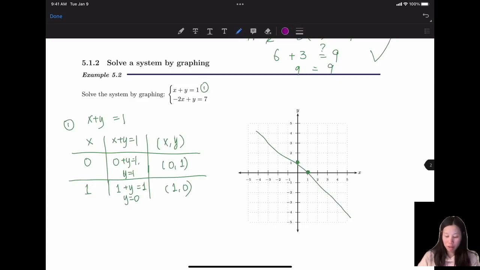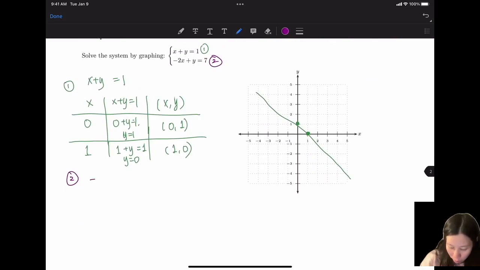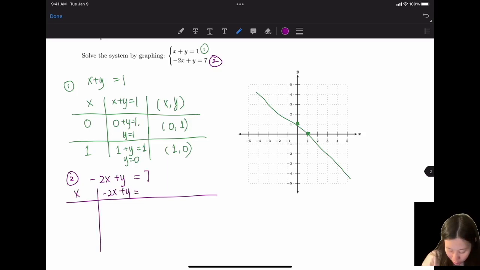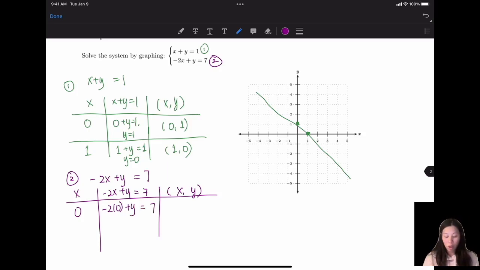So now let's try to draw the graph for the second one. Again, we use the t-table. We have negative 2x plus y equals 7. So I have x, and we want to find out the ordered pair. When x equals 0, we have negative 2 times 0 plus y equals 7. Well, I found out y equals 7.